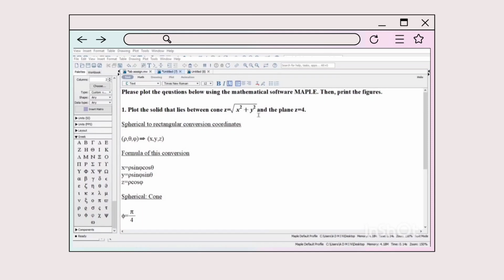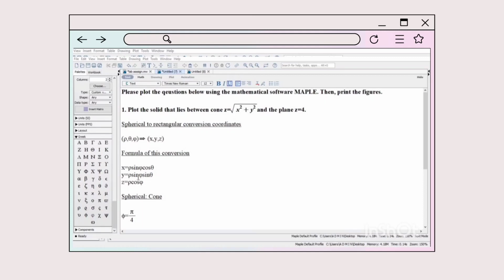My name is Nurhanis Alisha binti Muhammad Syaiful, and today I will be showing you how to solve the first question, which is to plot the solid that lies between the cone z equal to square root of x squared plus y squared, and the plane given, which is z equal to 4. As we know, the spherical to rectangular coordinate conversion starts with rho, theta, and phi. The formulas are x equal to rho sine phi cos theta, y equal to rho sine phi sine theta, and z equal to rho cos phi.